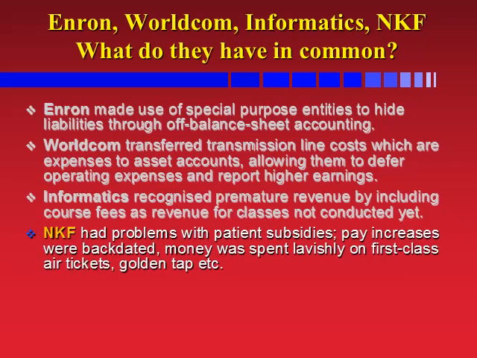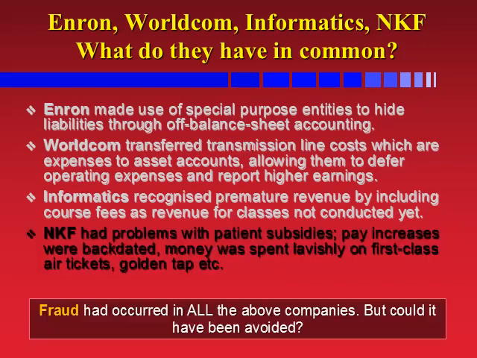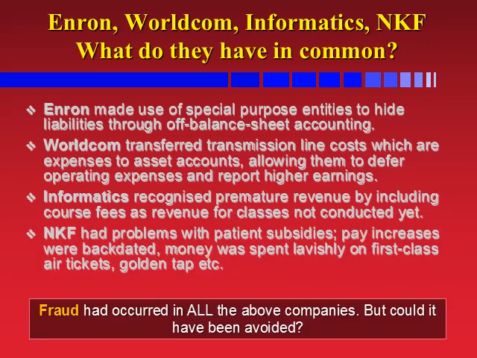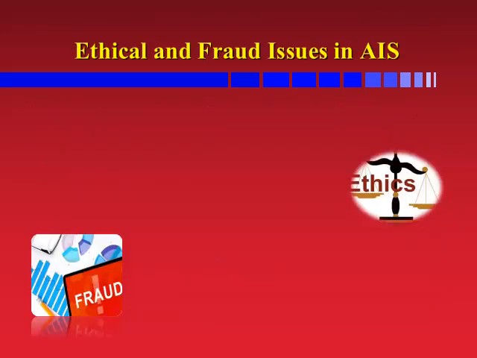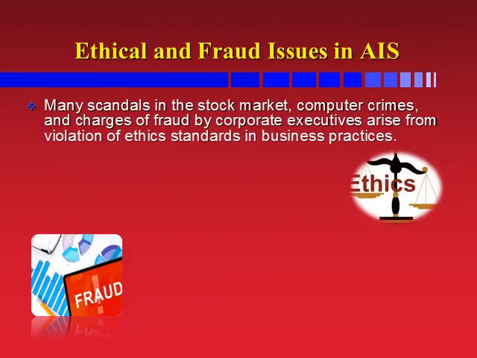And the National Kidney Foundation had some problems with patient subsidies, pay increases that were backdated, and money that was spent lavishly on first-class tickets as well as golden taps. Now, the common problem in all of these companies was the occurrence of fraud. If internal controls were implemented and maintained properly, of course with management support, these problems could have been detected earlier and managed before it became a big issue. So many of these scandals in the stock market and computer crimes and charges of fraud by corporate executives arise from the violation of ethics standards in business practices.